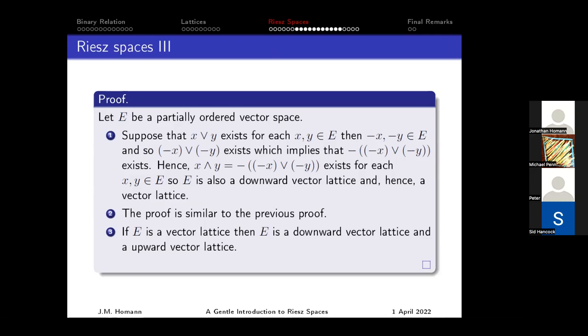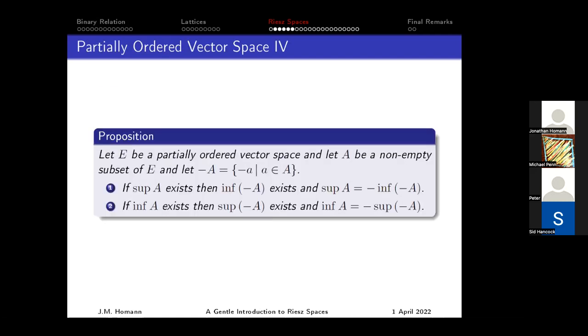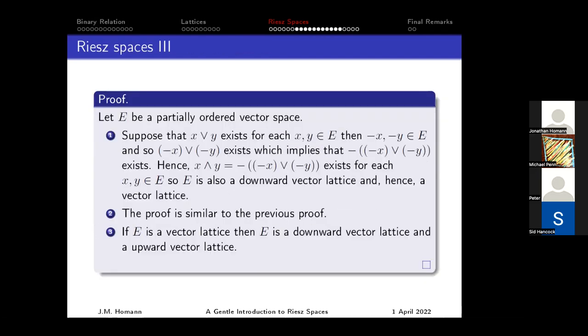Now the proof to show that if E is a downward vector lattice, then it is an upward vector lattice is similar, but we'll interchange supremum with infimum and then use point number two of this proposition. So finally, if E is a vector lattice, then E is both downward and upward by definition. So all of these three are equivalent statements. So one is equivalent to two. One implies three. Three implies one. Two is equivalent to one. So two implies three and three implies two.